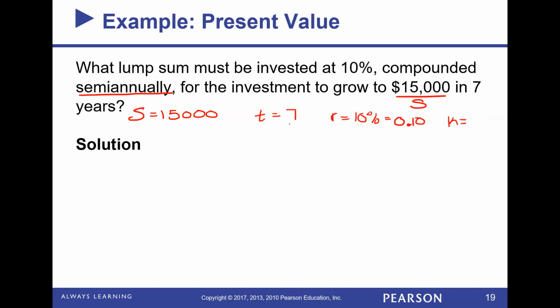Now, semi-annually, annually means once a year. So semi would mean twice a year.